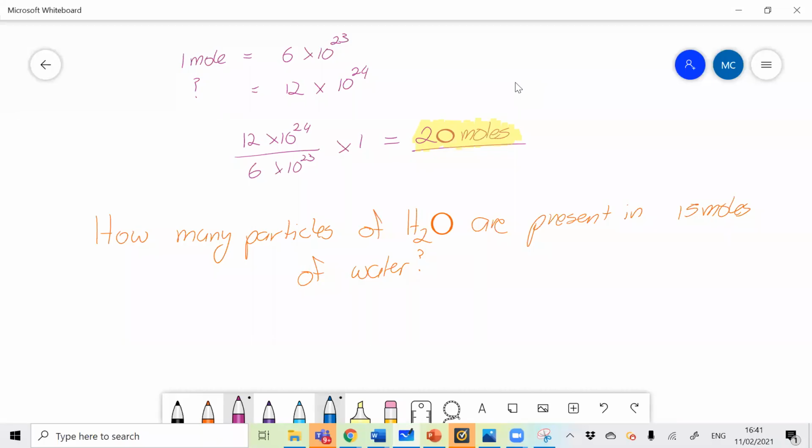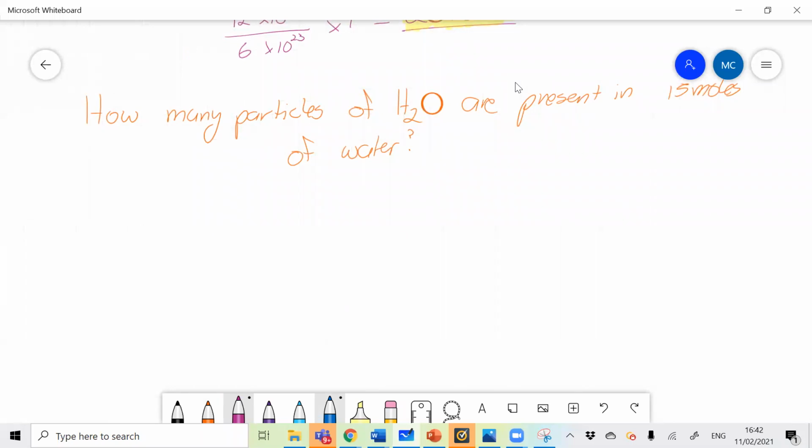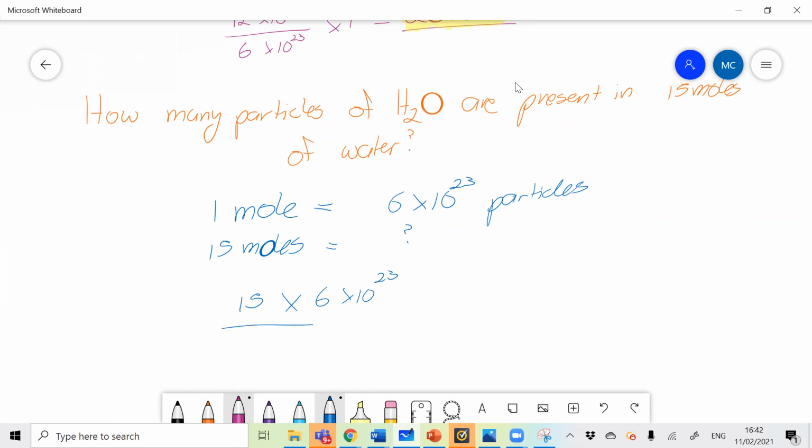So in this question, we know how many moles we've got. We know how many particles we have in each mole. So 1 mole is equal to 6 times 10 to the 23 particles. Okay, 15 moles equals to how much? So it will be 15 times 6 times 10 to the 23 over 1, which is equal to 9 times 10 to the 24 particles. Okay, it's equal to 9 times 10 to the 24 particles of water.